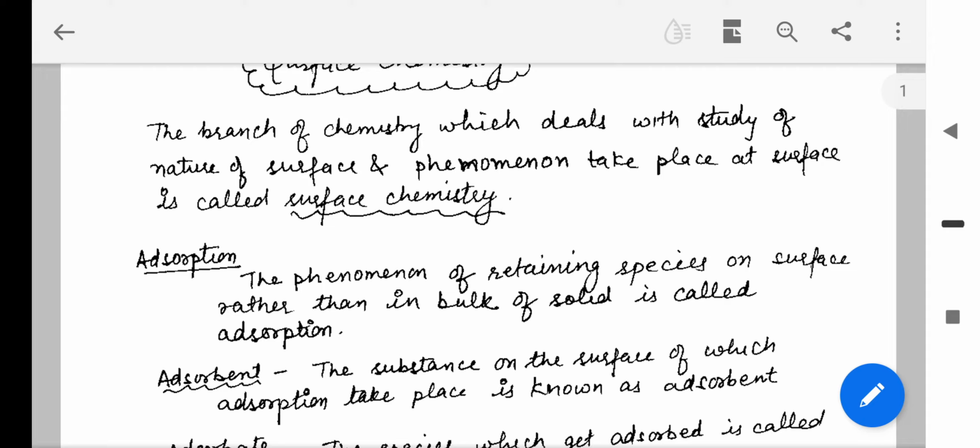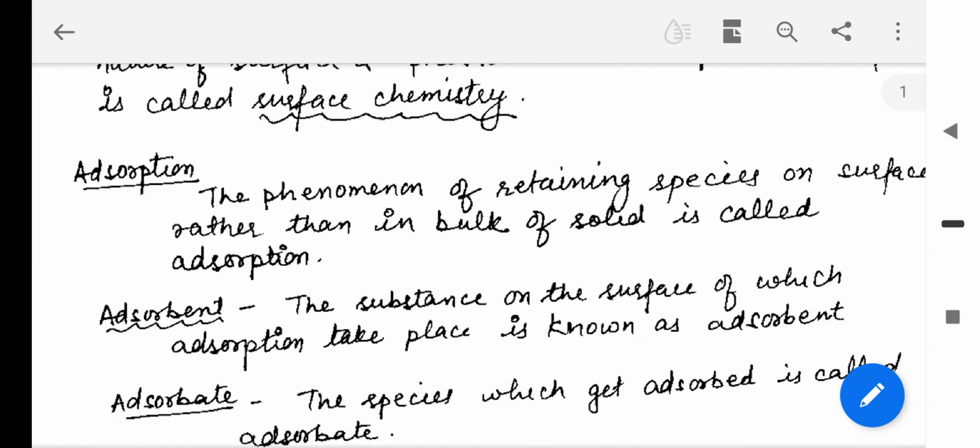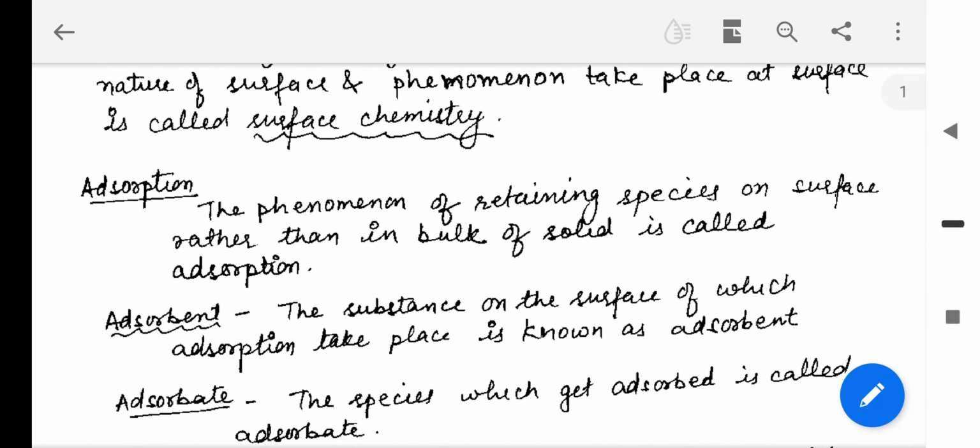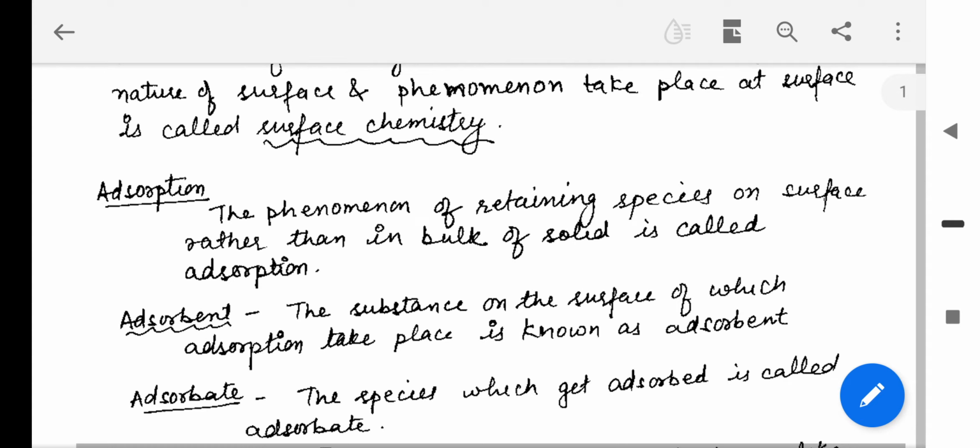So now a new term is coming here, adsorption. What is the meaning of adsorption? Adsorption means the phenomenon of retaining the species on the surface rather than in the bulk of the solid. Now these species can be gas molecules, liquid molecules, or solid particles as well. You got it? So the particles get retained or stuck only on the surface. Okay.